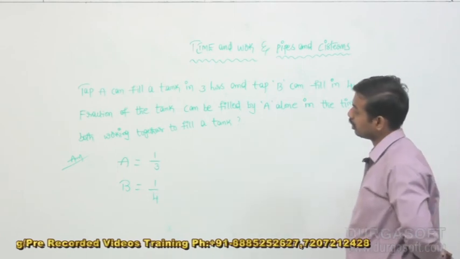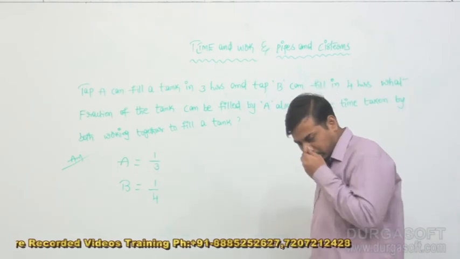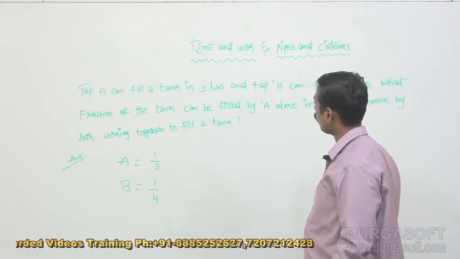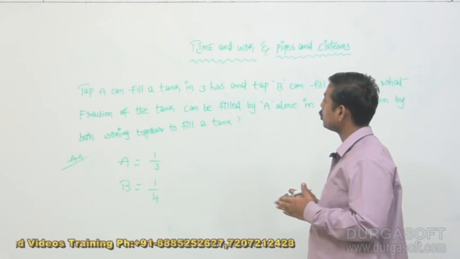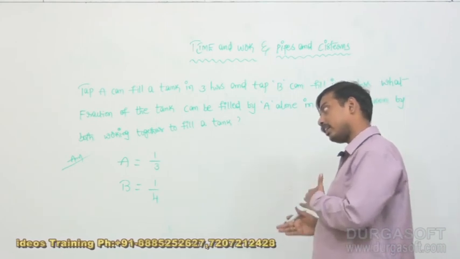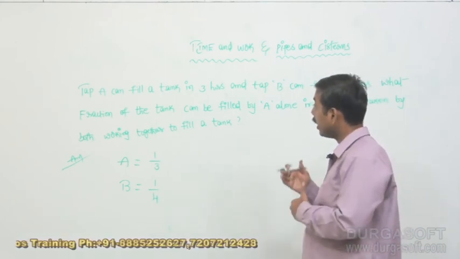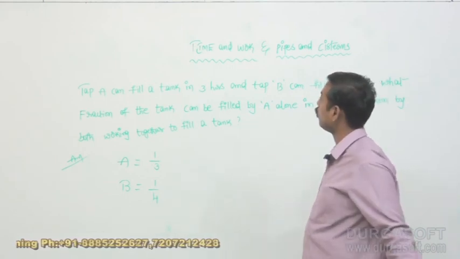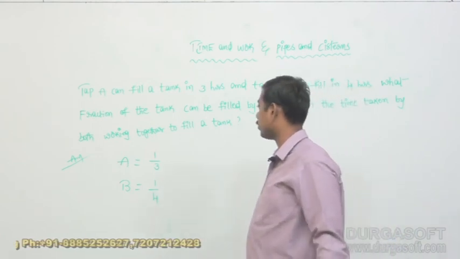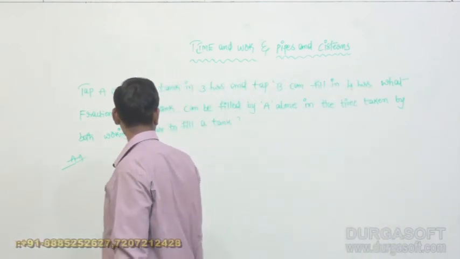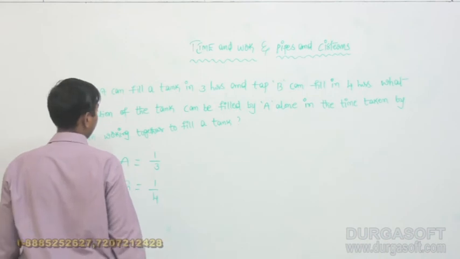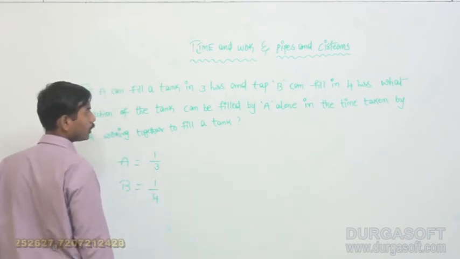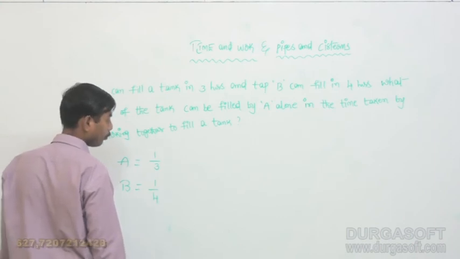Great, alright. Now what is our question here? A and B are working together. How much time is required? That is what we first have to find out. In that time, how much part of the tank would be completed by A? That is our question. First, we have to find out how many hours A and B working together require.